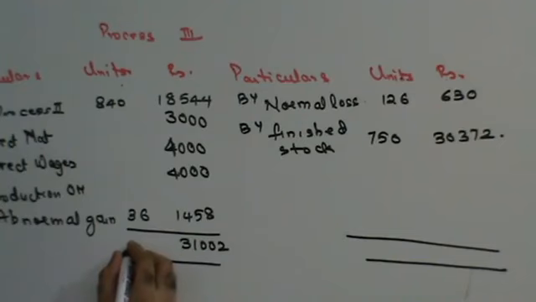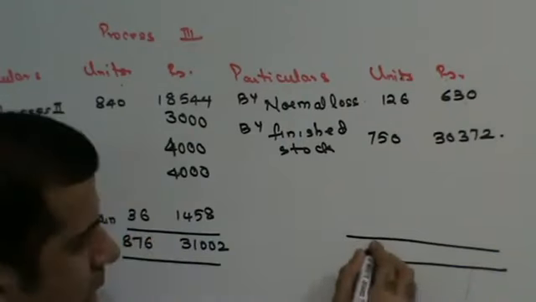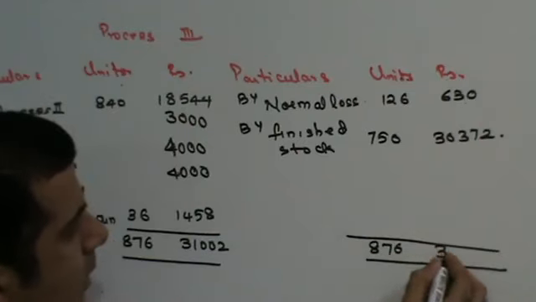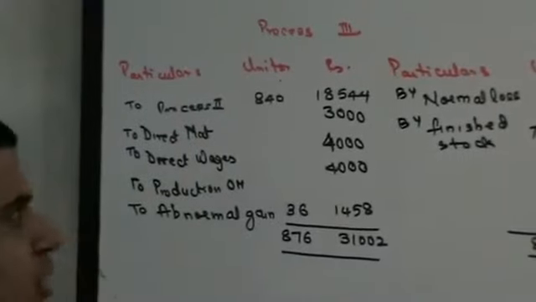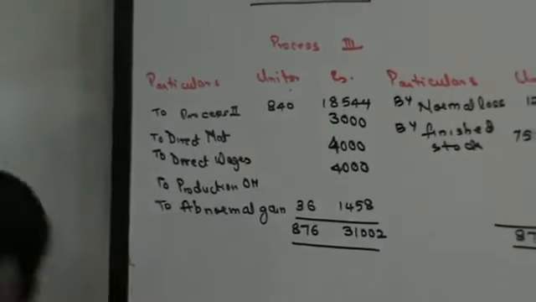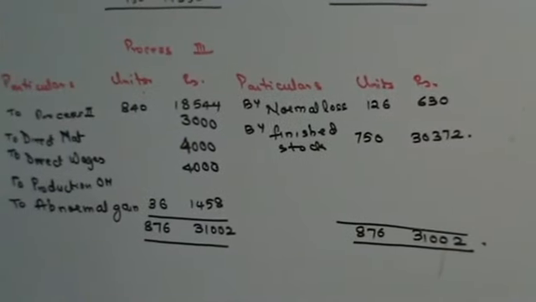And this is going to be 840, 876, 876 and 31,002. This finishes the 3 processes. Once your process accounts are over, then this is generally asked.